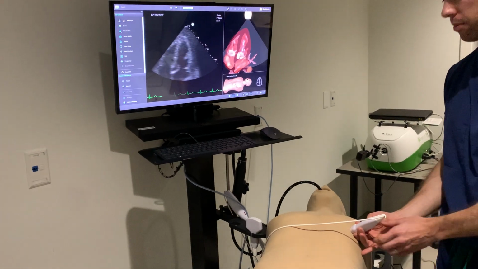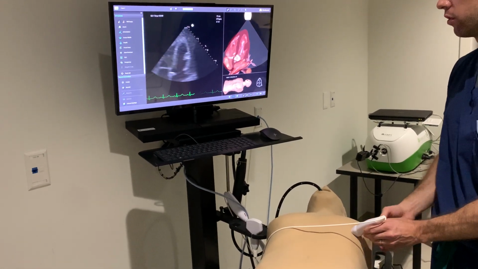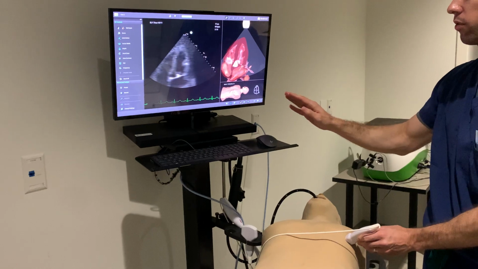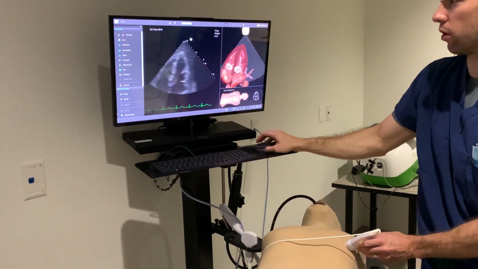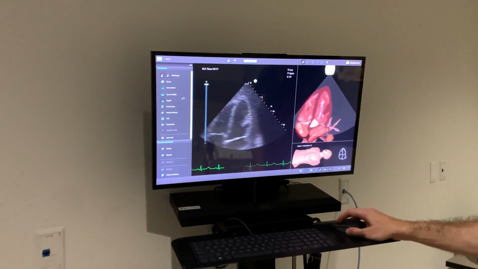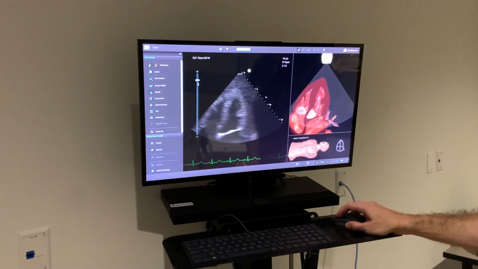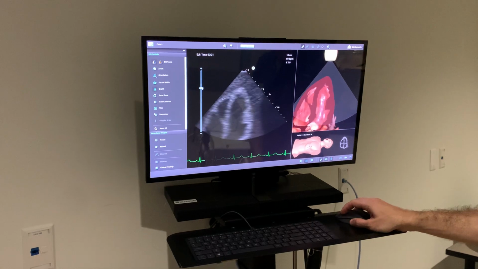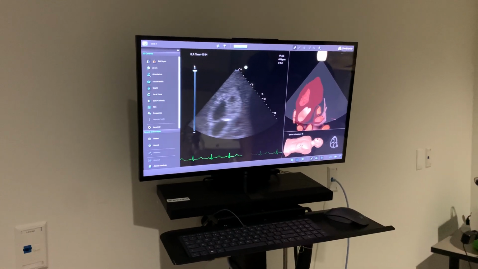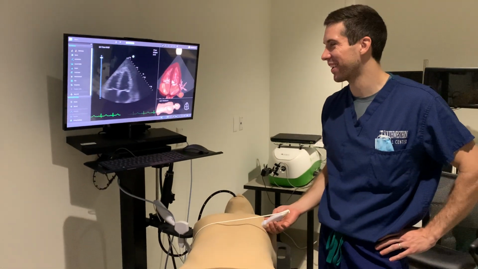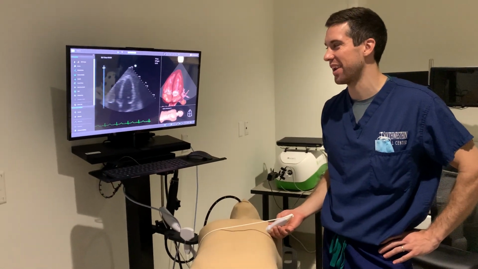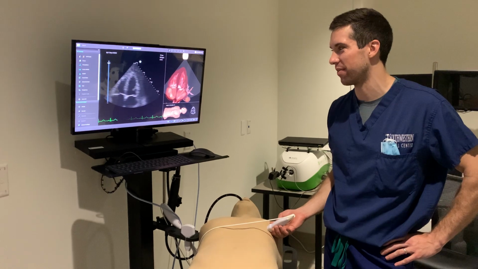This is not a bad image. We can optimize it a little bit. The first thing I'll say is that my depth is a little bit off because I'm cutting off part of the right atrium here. So I'm just going to look at depth again. Maybe I won't, because the depth is already optimized. We're cutting off a little bit of the right atrium, but it's fine. We can see the ventricles just fine.